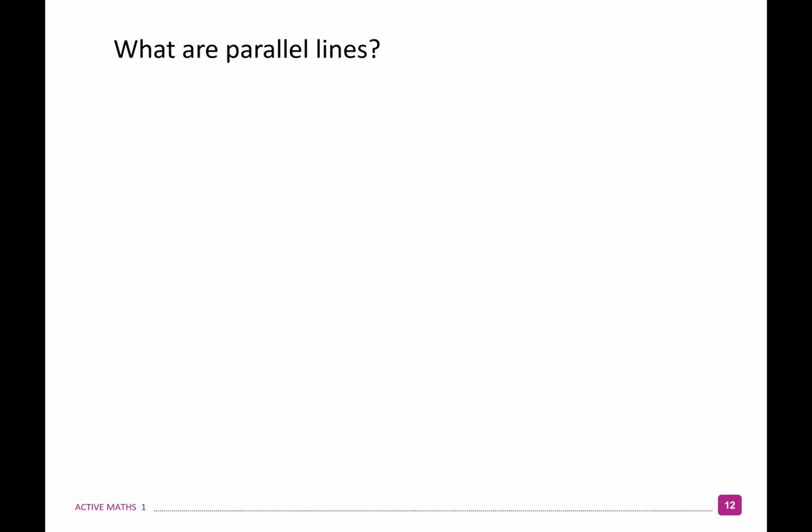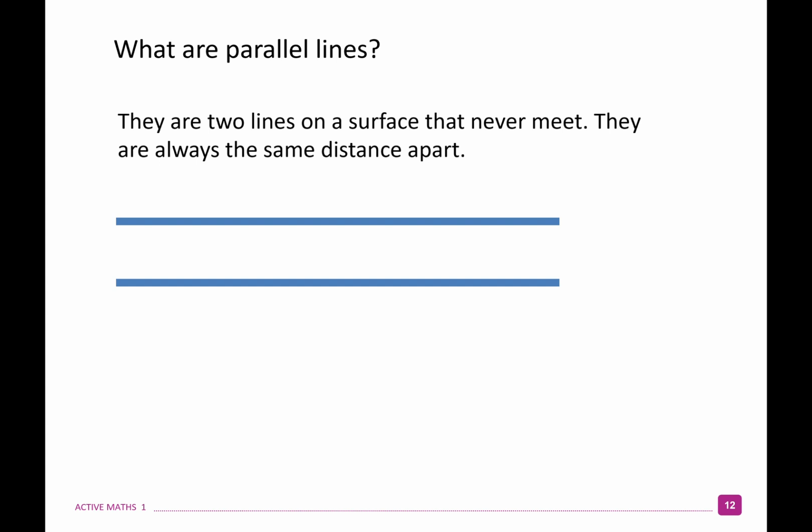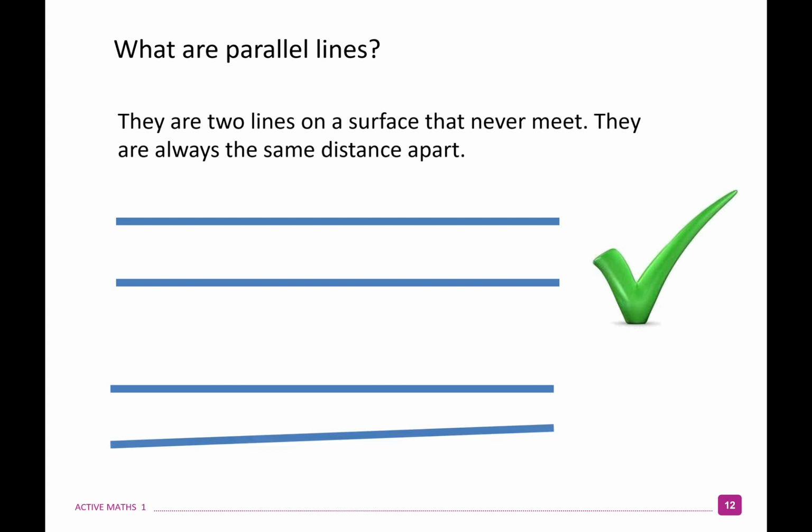What are parallel lines? These are two lines on a surface that never meet. Parallel lines will always be the same distance apart. For example, these two lines are parallel because they are the same distance apart and they will never meet. However, these two lines are not parallel as they are not the same distance apart at every point, and at some point they will meet.